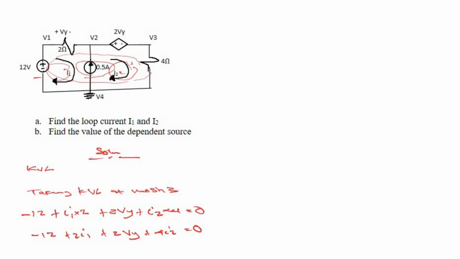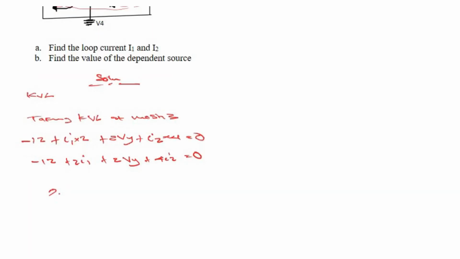Now this can be further expressed as 2I1 plus 4I2 plus 2Vy is equal to 12. Let's call this equation 1. Now taking KVL at the super mesh.